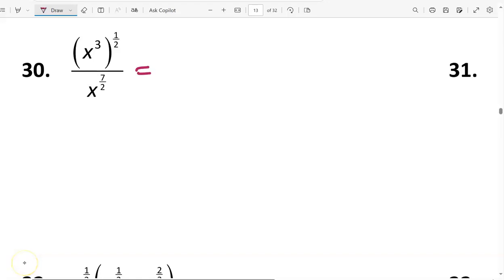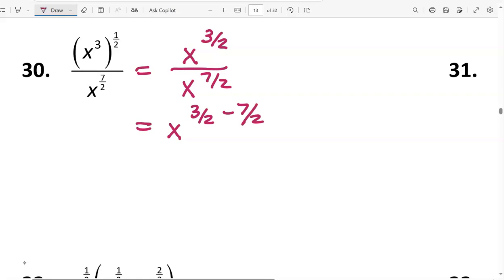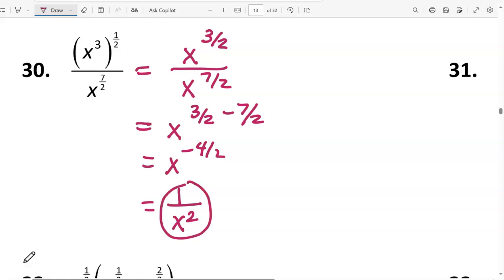In 30, we have a power to a power on the top. So we're going to multiply those exponents. So 3 times 1/2 is 3/2. And then we have a division. So that means we need to subtract those exponents. 3/2 minus 7/2 is negative 4/2, and that's negative 2. And x to the negative 2 is 1 over x squared.